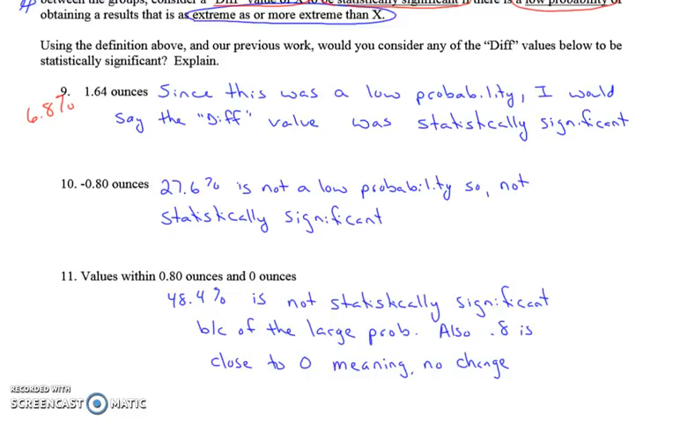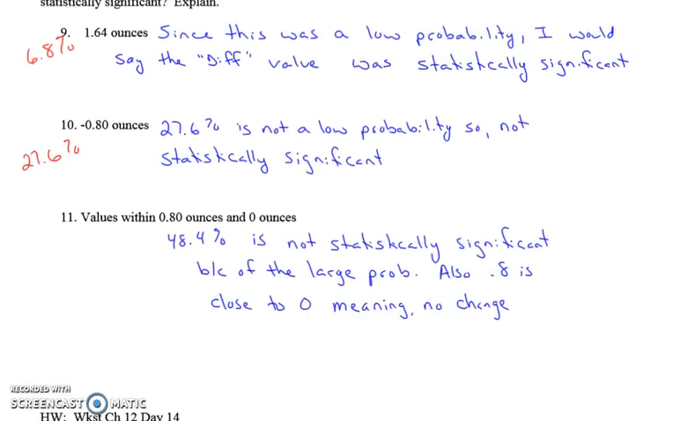For number 10, when I had a diff score of negative 0.8, that was a 27.6% chance, and 27.6% is not a very low probability. So because the probability is not low, it's not statistically significant. We need a low probability in order to be statistically significant. And then values between negative 0.8 and 0 ounces, we had 48.4% falling there, which means not statistically significant. 48.4% is not a small percent, so not statistically significant.